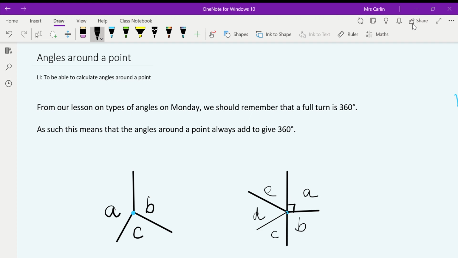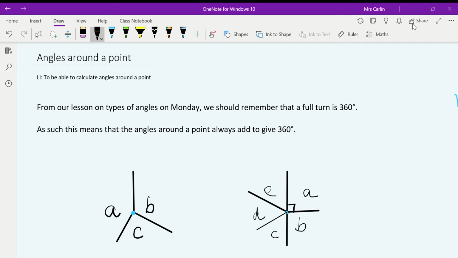Hello S2. So today's lesson is going to look around another basic angle fact, and today's basic angle facts are looking at angles around a point. So our learning intention is that you should be able to calculate angles around a point by the end of this lesson.